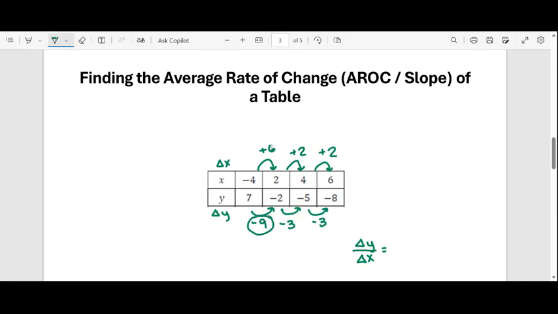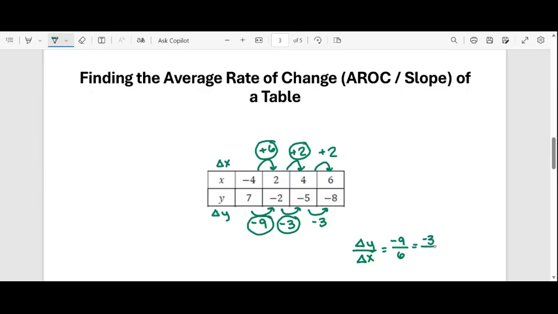We have negative 9 over positive 6. So negative 9 over positive 6. You might notice I dropped the plus signs on my positive. Obviously, if there's nothing there, it's positive, but we still need to keep that negative sign on the 9. Then my other delta Y over delta X is negative 3 over 2.